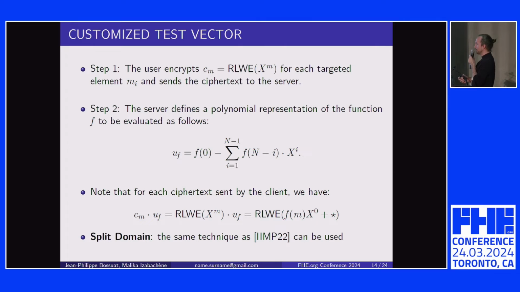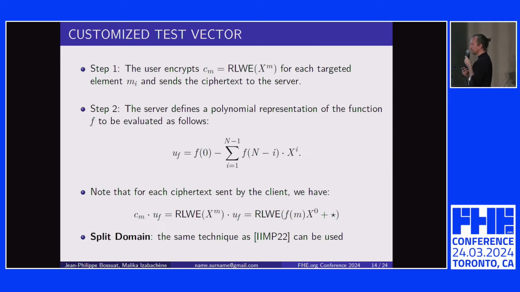So the first step, the user encrypts his message at the exponent. So similarly to before, if the message has a larger domain than the ring degree, then we just have multiple reduced ciphertexts. The server defines a representation of his function to be evaluated, and also if the domain of F is larger than, so the advantage of this is that now the domain of F is not limited to the size of the ring degree, since we retrieve the message at the coefficient and not the exponent.